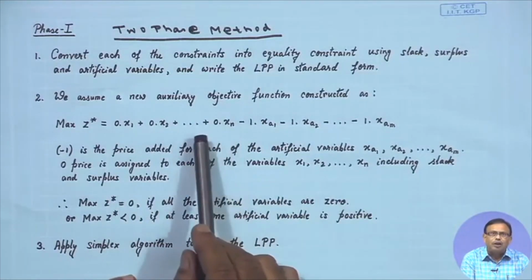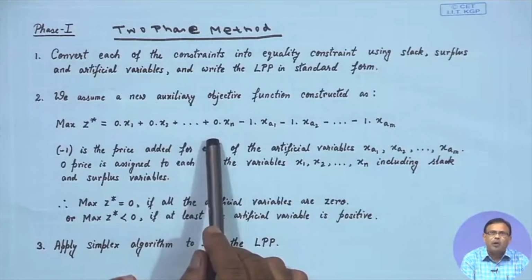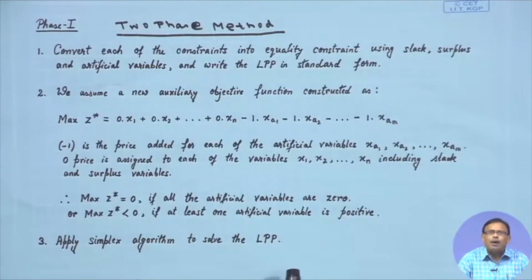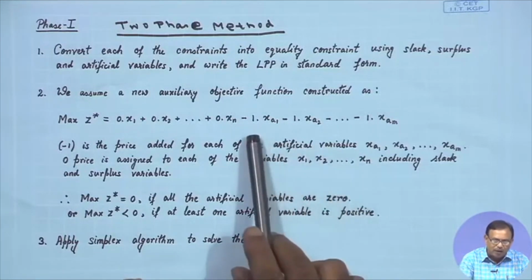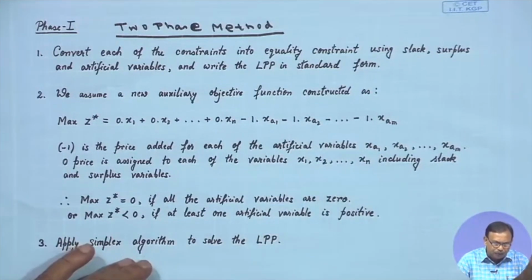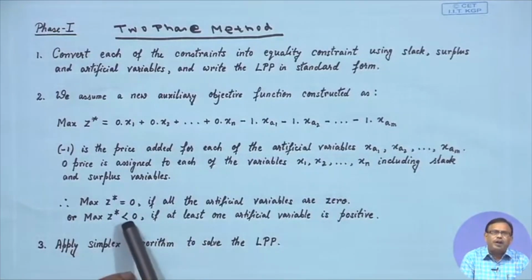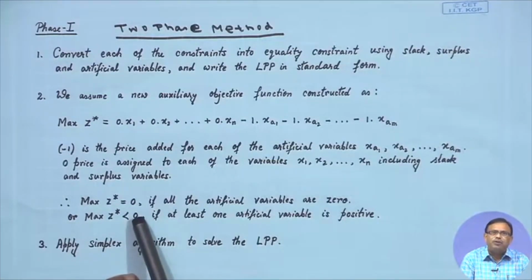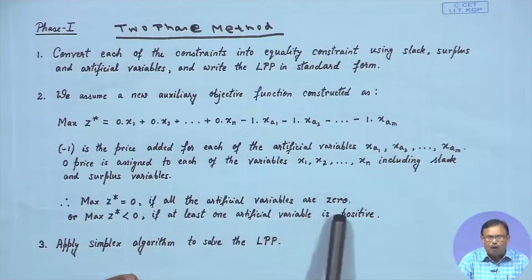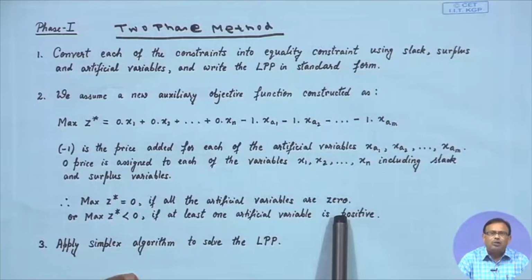So, the new objective function we have created, where all the variables except the artificial variables we are giving the coefficient we are assigning as 0, whereas for artificial variables we are assigning the value as minus 1. So, the maximum value of z star, if you see, it will be 0 whenever the value of all artificial variables will be 0, which actually we want, that we want to make all artificial variables as 0.